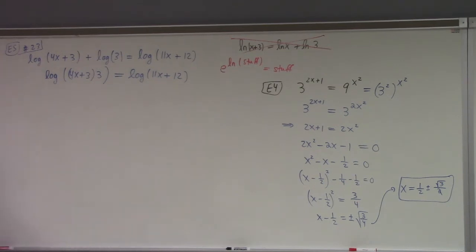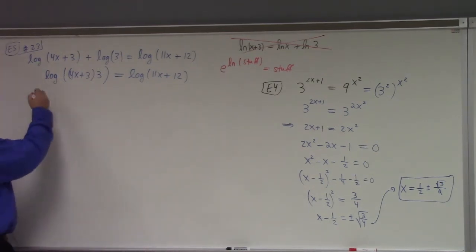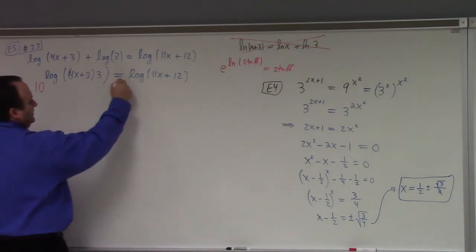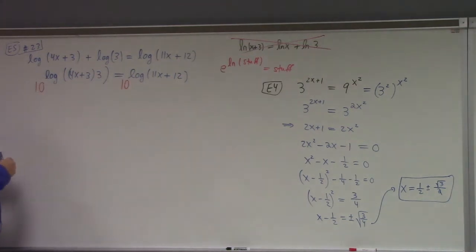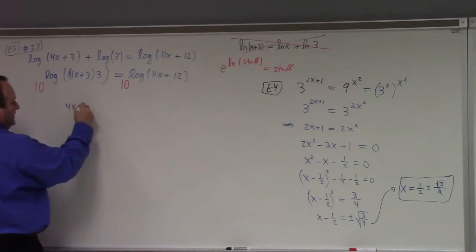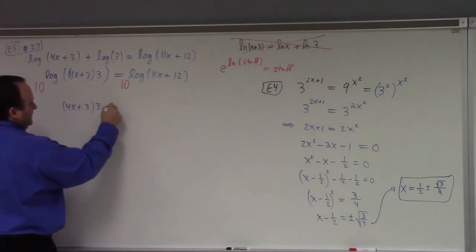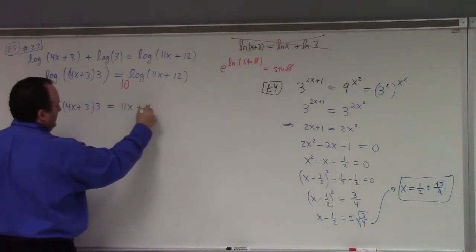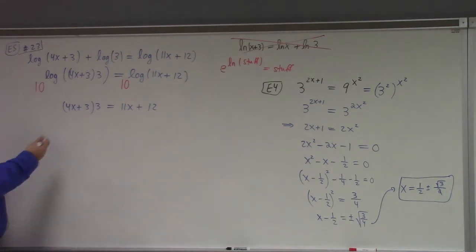You know, if you want to see it that way, we could do that. Right? If I do 10 to the log, I get 10 to the log, right? Both sides. But the log and 10 to the something and log of that, these are inverse functions. And so what we get is 4x plus 3 times 3 is equal to 11x plus 12, right? And of course, you could have multiplied this out already, right?